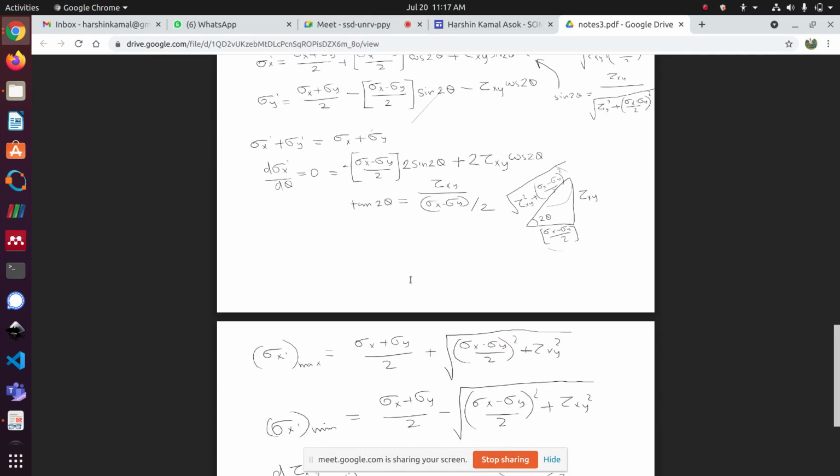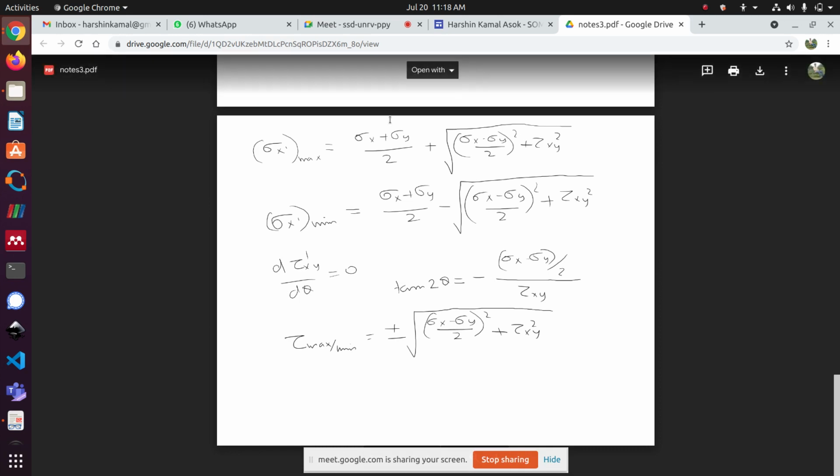Then we tried to find out the coordinate orientation for which we have the maximum value of sigma, the normal stress and shear stress. For that, we found out the derivative of sigma x and sigma y with respect to theta, to find out the value of theta for which we have the maximum or minimum value of sigma x. Those were also calculated.